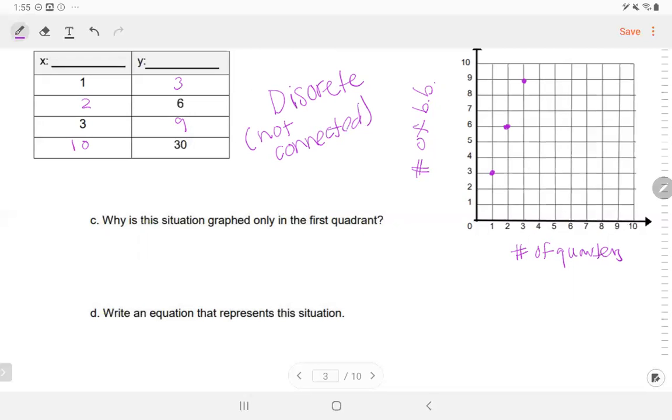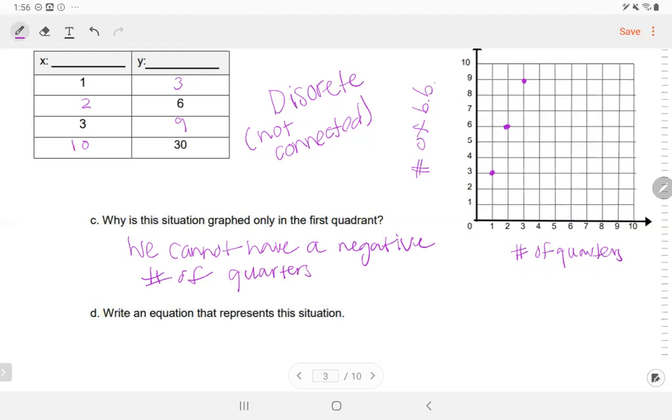Why is this situation graphed only in the first quadrant? Well, we can't have negative bouncy balls or a negative amount of money. We cannot have a negative number of quarters. So we couldn't actually graph in the second quadrant, and we couldn't have a negative number of bouncy balls either.